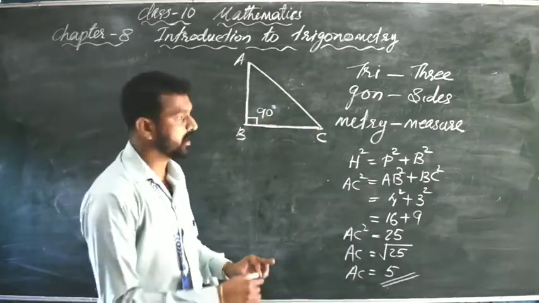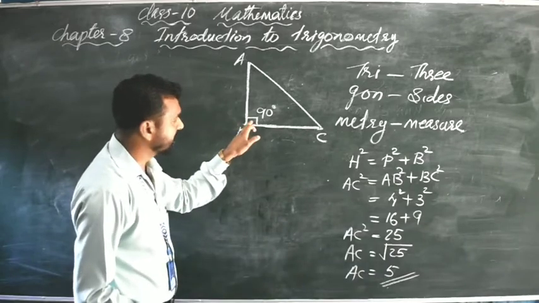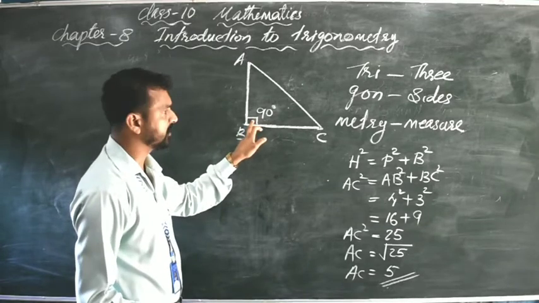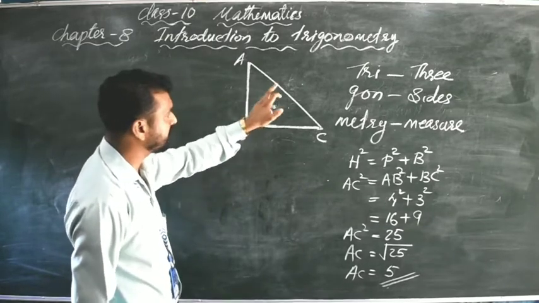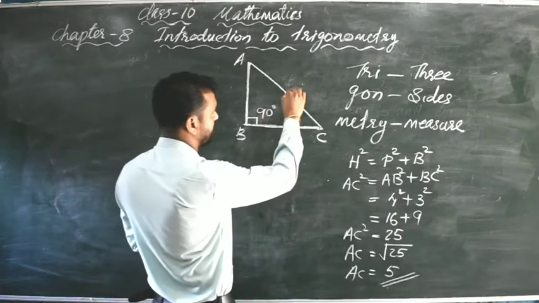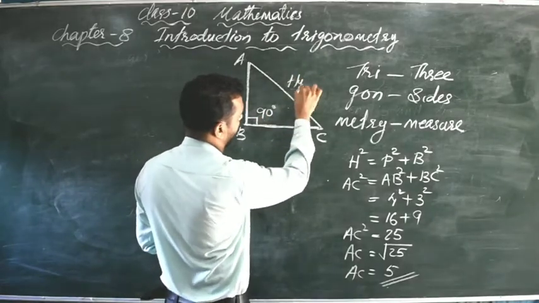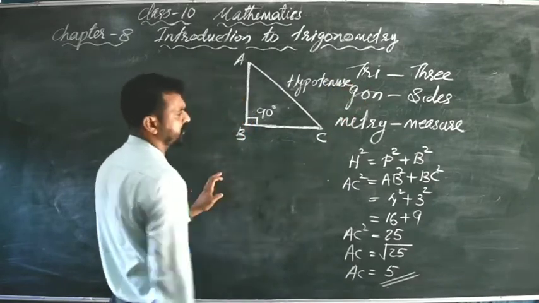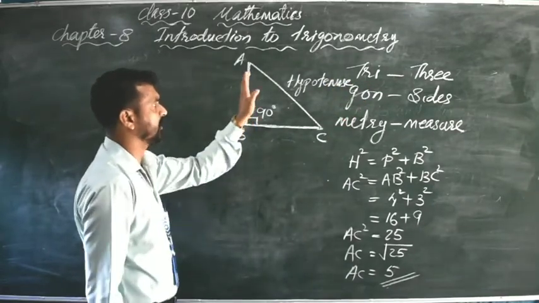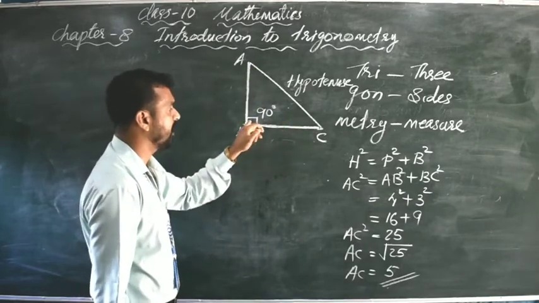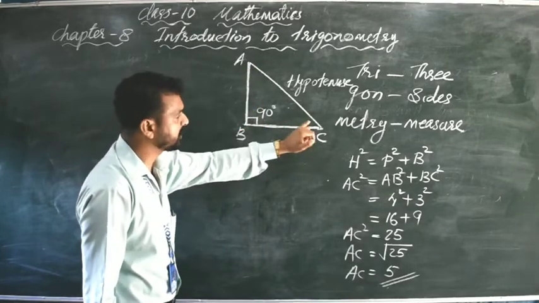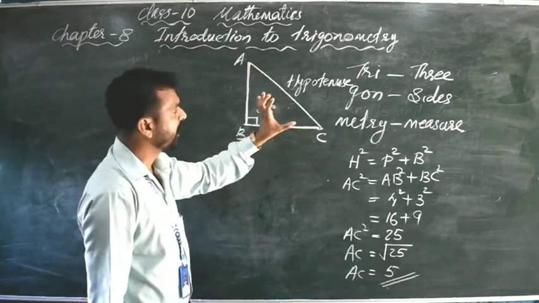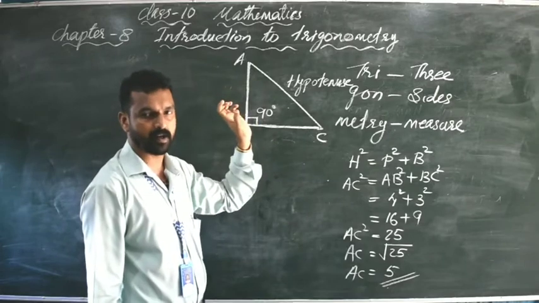Before that, I told you angle B is equal to 90 degrees. In right triangle ABC, angle B is equal to 90 degrees. If angle B is equal to 90 degrees, its opposite side is always called the hypotenuse. Then suppose we are considering an acute angle A or C. Here angle B is 90 degrees, so angle C and angle A are acute angles only. Both will be less than 90 degrees. An angle which is less than 90 degrees is called an acute angle.